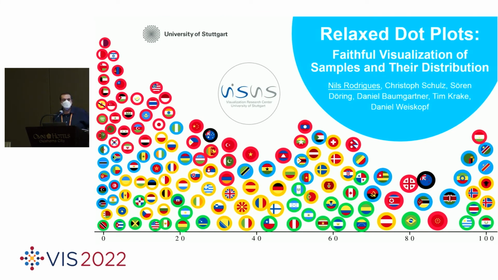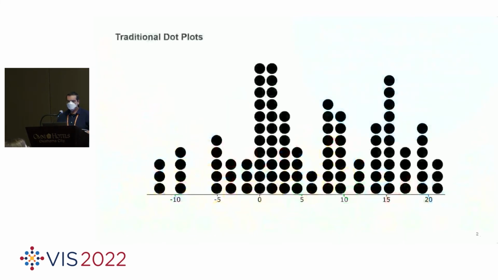Okay, so hi, thanks for coming to this talk. I'm going to present a visualization technique that my co-authors and I developed. And I'd like to first talk about the goals of our work. So let's start with traditional dot plots, the type of unit visualization that also serves to show a distribution of values within one dimension in the underlying data.